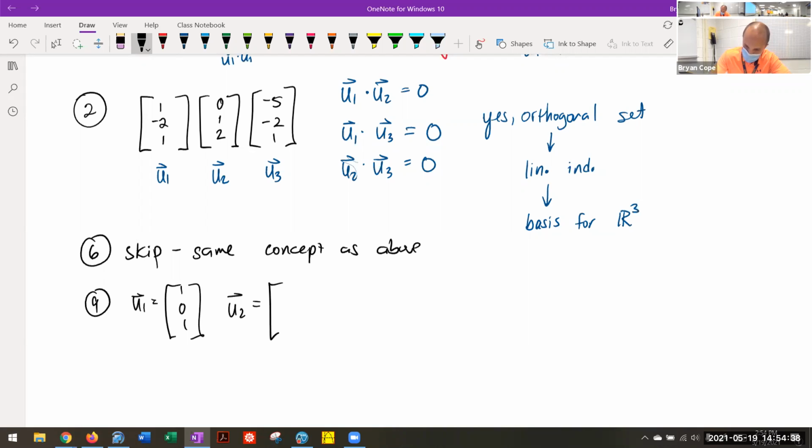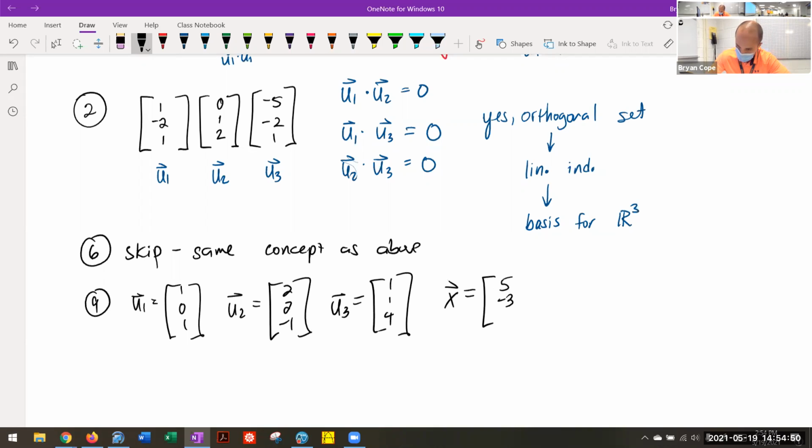U2 is the vector 2, 2, -1. And U3 is the vector 1, 1, 4. And X is the vector 5, -3, 1. Here are the directions. We are supposed to show that U1, U2, U3 is an orthogonal basis for R3, and then express X as a linear combination of the U's.